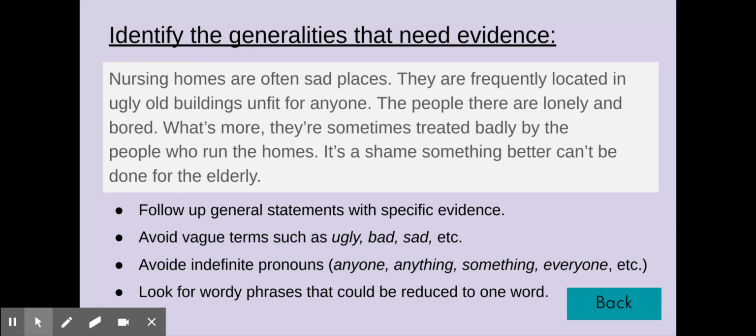Avoid indefinite pronouns. That's just a good rule in general. Indefinite pronouns don't have a clear antecedent, and they're very vague. So words like anyone, anything, something, everyone, work on getting rid of those.